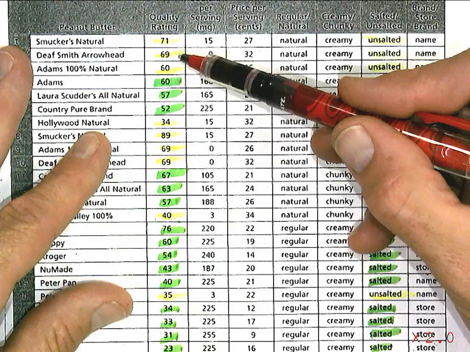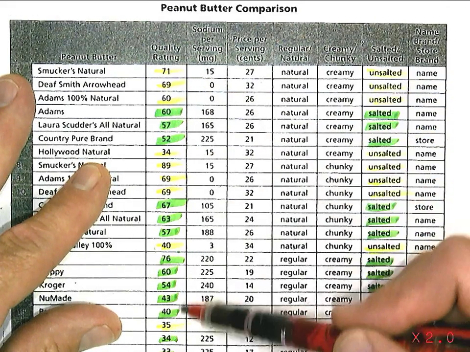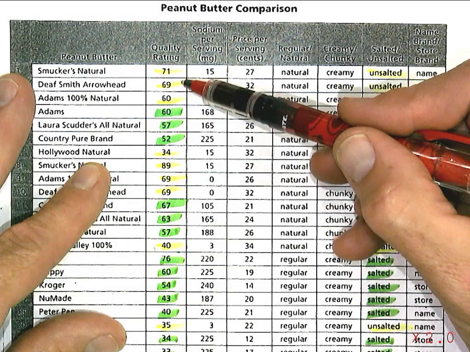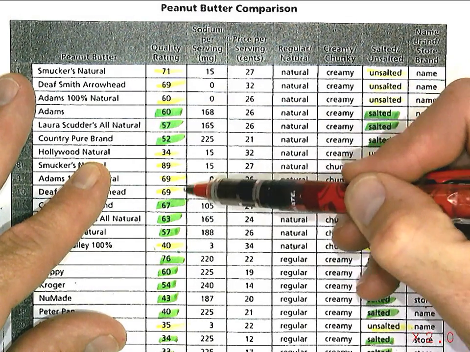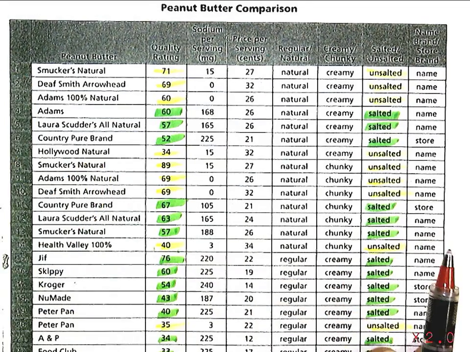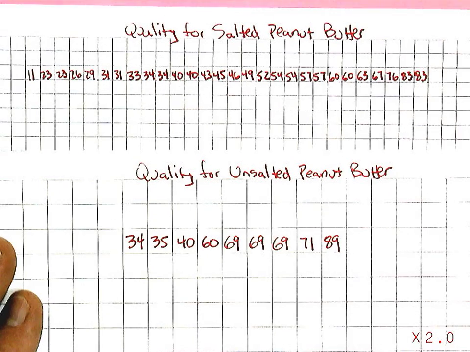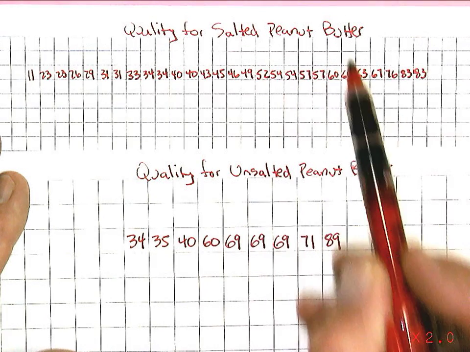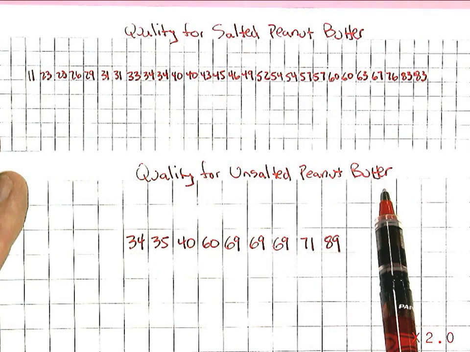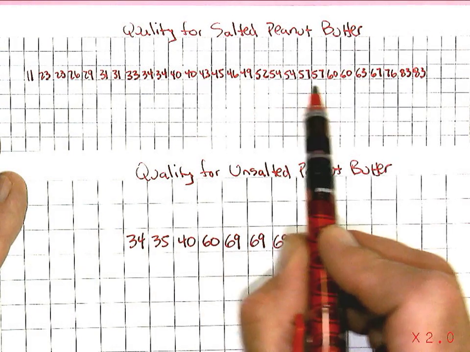So what I'm going to do with this is I'm going to go ahead and take these numbers, and I did this with my graphing calculator. I took these numbers and put them into my graphing calculator and had it sort the list, and so it gave me these two lists. So now I have a sorted list for the quality of salted peanut butter and the quality of unsalted peanut butter. Now, if you can't do it with a graphing calculator, you just have to find these numbers and put them in order from least to greatest.